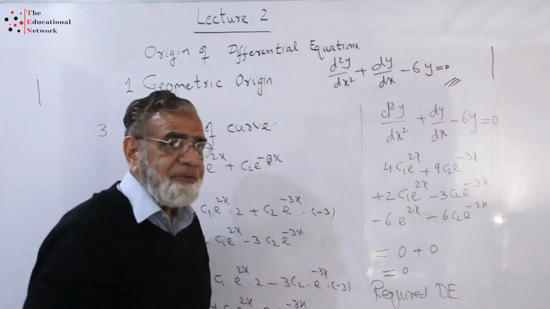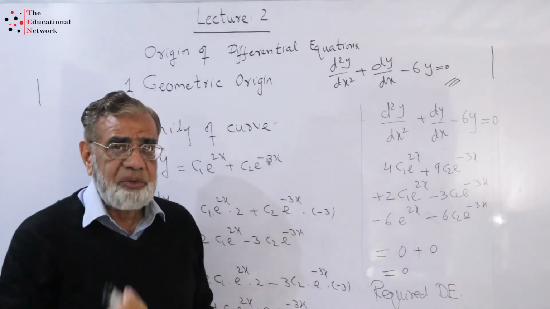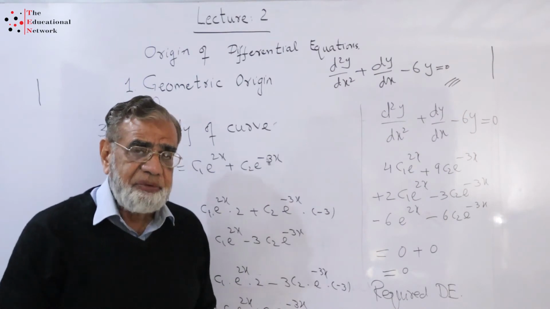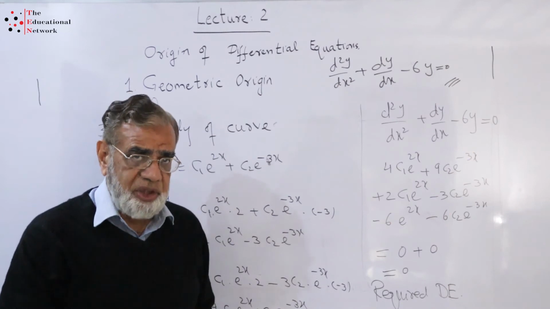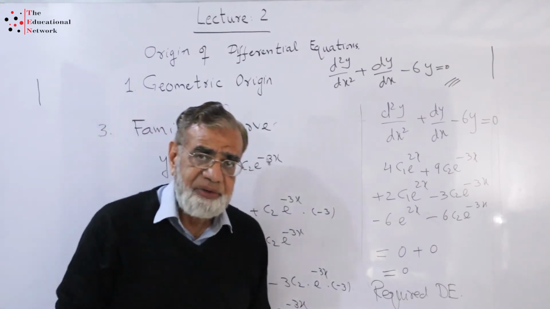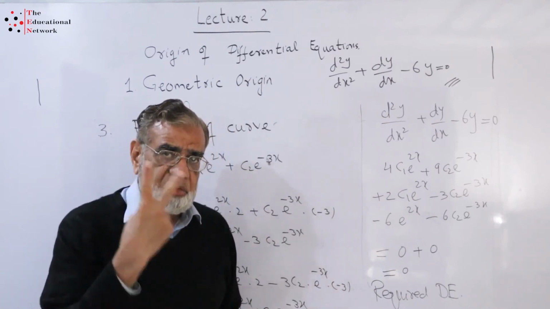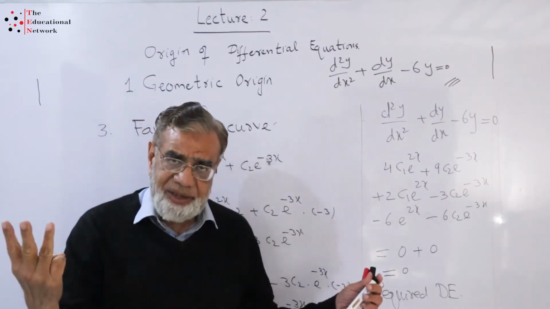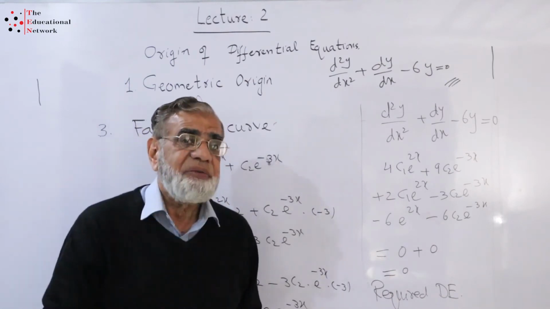We can have many different situations of family of curves, for example, sine curve, cosine curve, different types of curves, and from there we can write our differential equation. It can be 3 arbitrary constants, and we will get a third order differential equation. 1 arbitrary constant, we get a first order differential equation. 2 arbitrary constants, we get a second order differential equation. 3 arbitrary constants, we get third order. And if we have n arbitrary constants, we get an nth order differential equation.